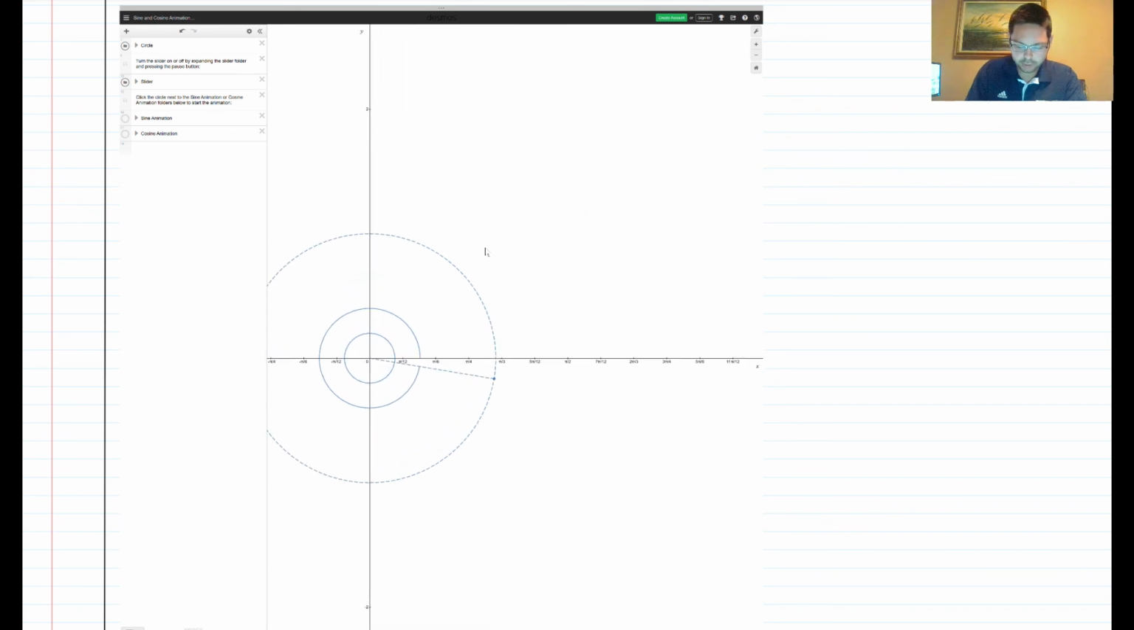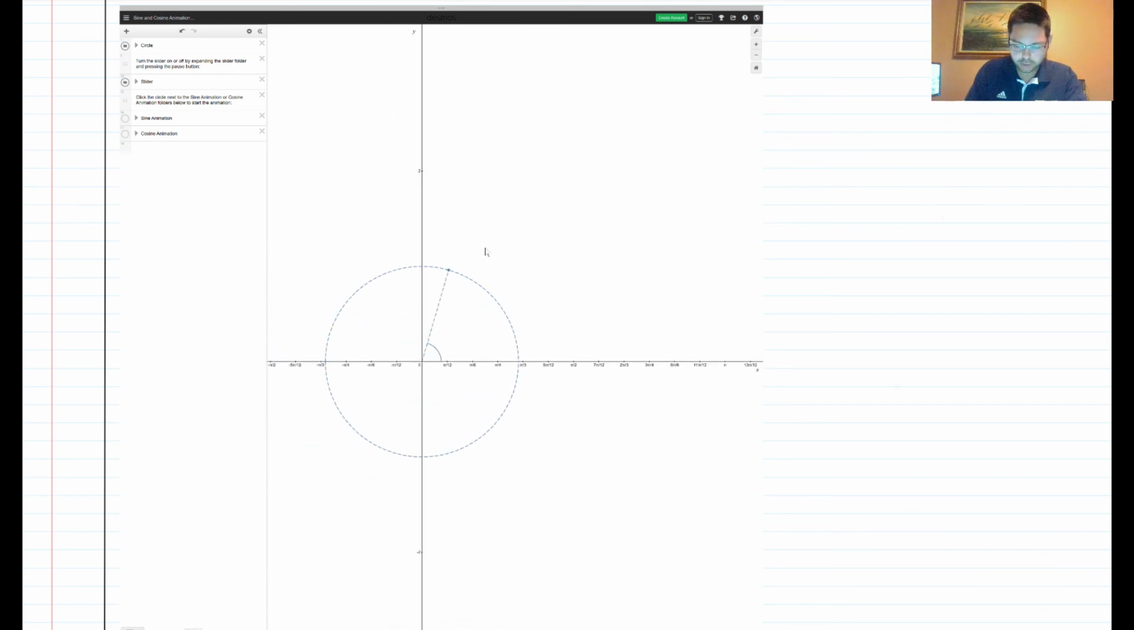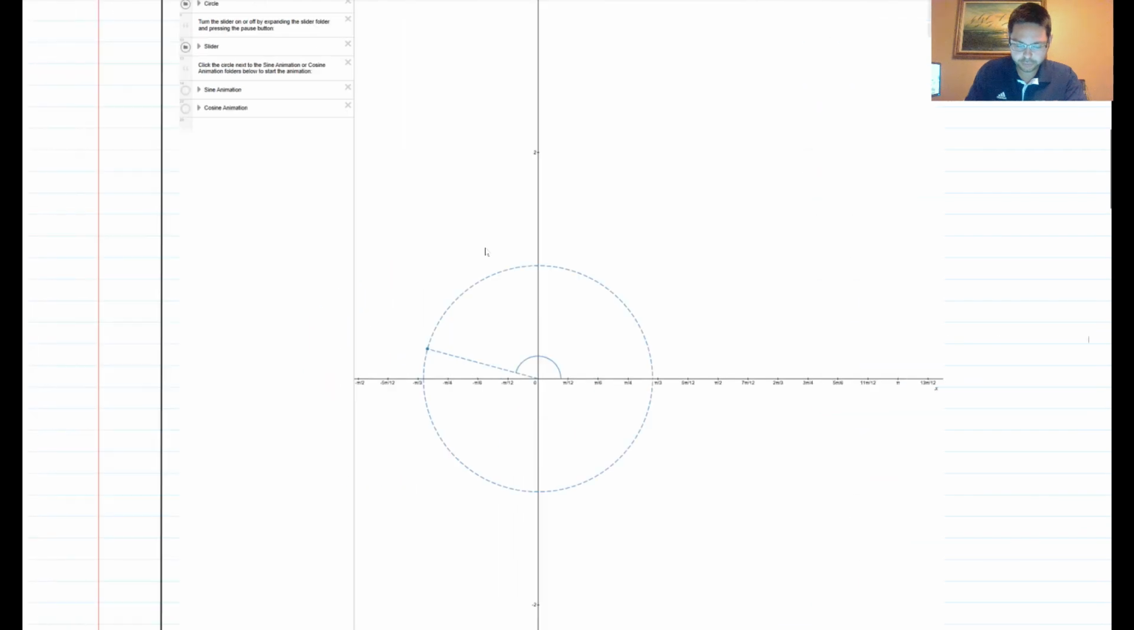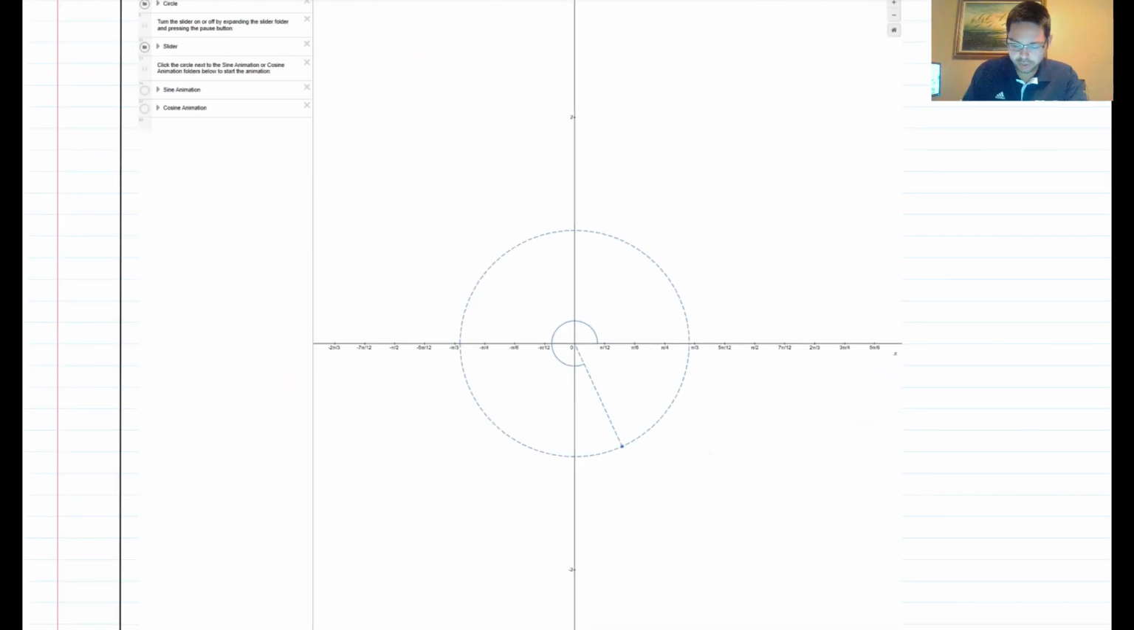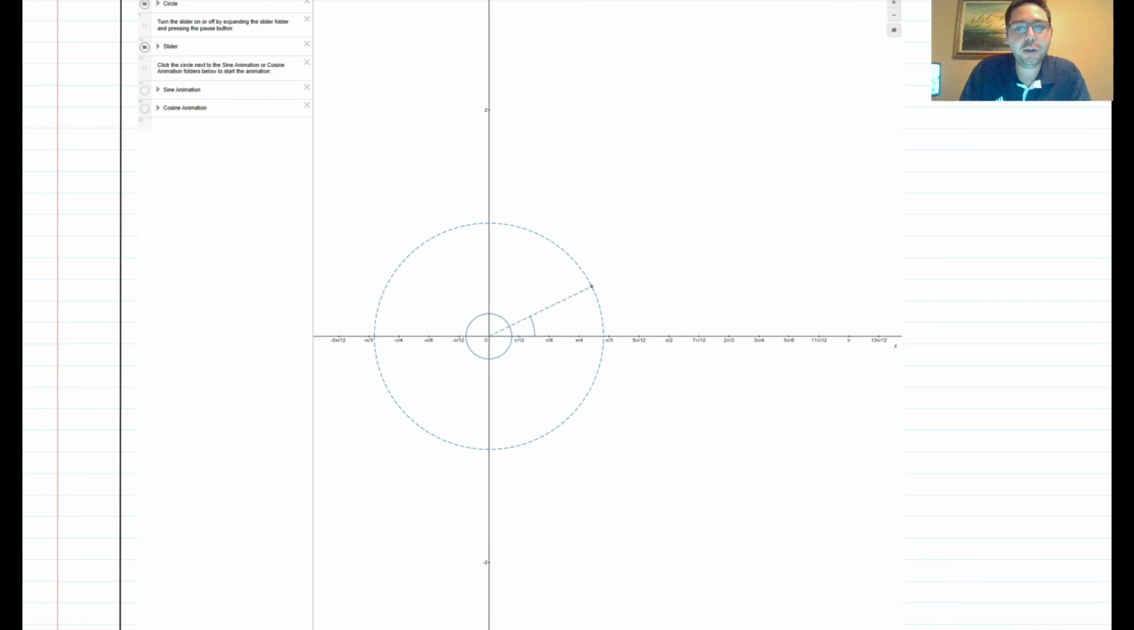Let me zoom in on all of this. Okay, so now that we got our unit circle, we're going to go ahead and graph the sine first. So remember, the sine is the y-coordinate. So notice that as I'm traveling around the circle clockwise or counterclockwise, I'm drawing the sine.